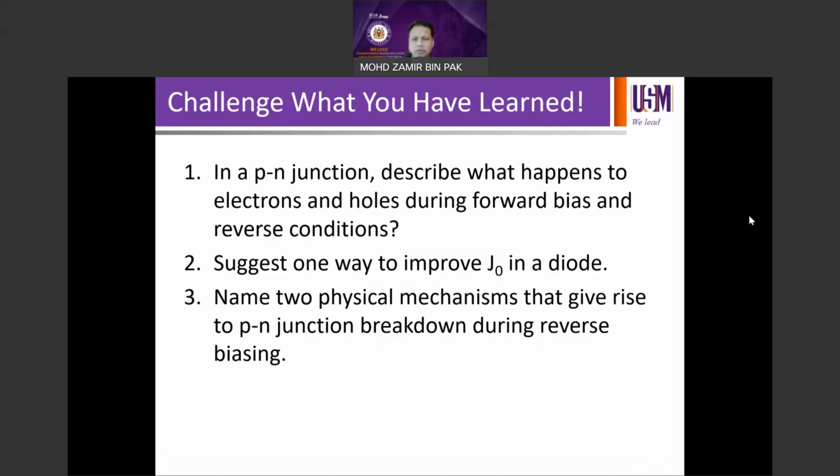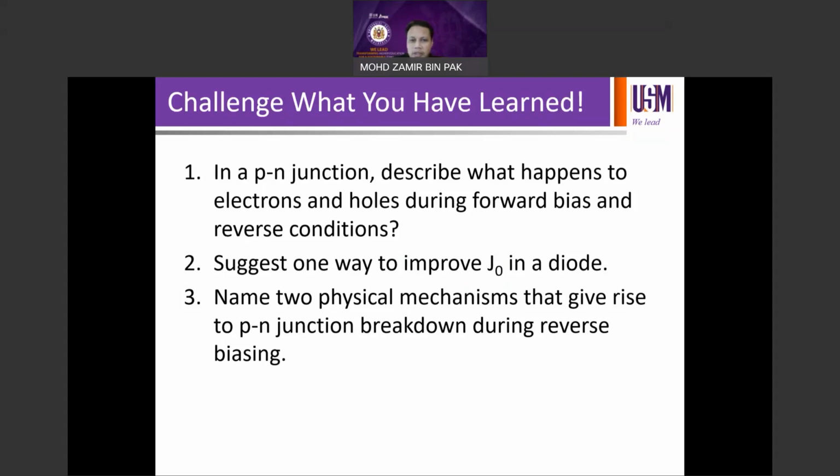So, as usual, before you start to learn about this topic, I want you to recap what you have learned last time. For example, in this particular case, have a look at these three questions and try to explain to yourself and to your peers your understanding of these three subjects. Right. For example, the first one: in a typical PN junction, describe what happens to electrons and holes during forward bias condition and reverse bias conditions.